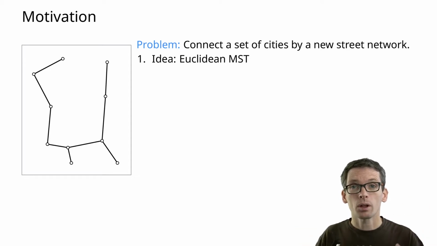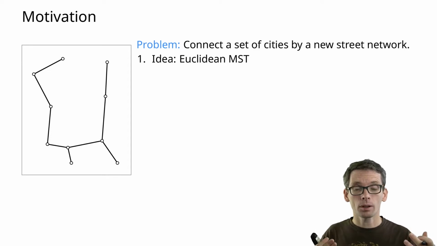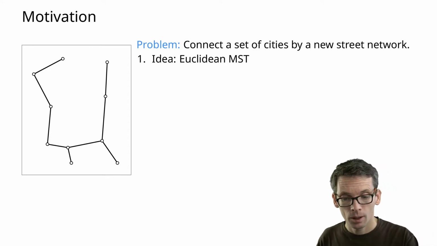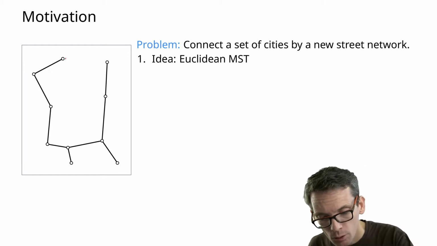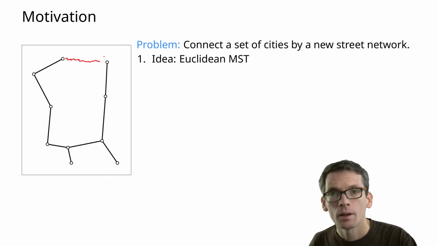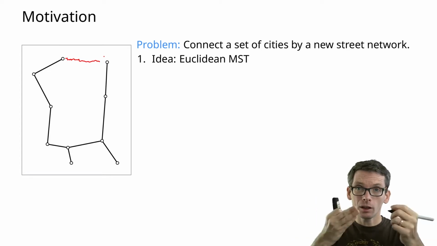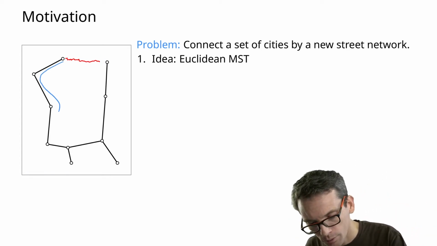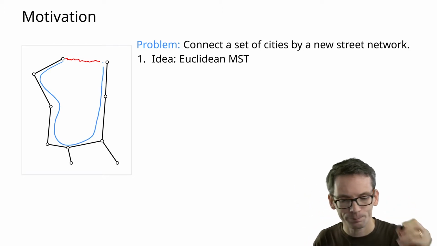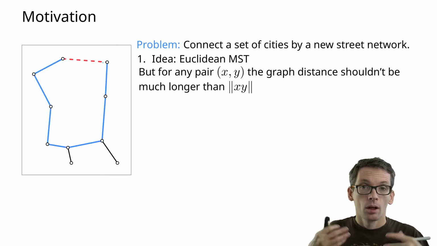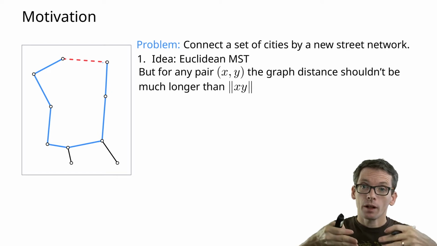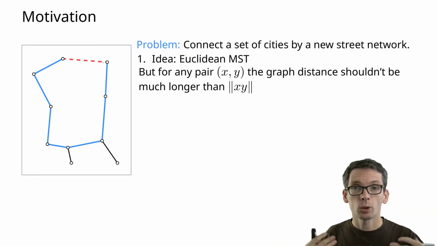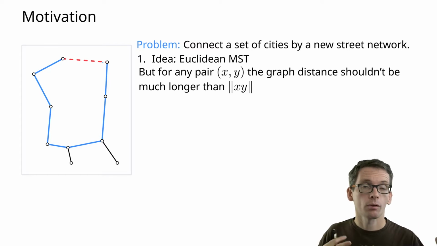So if I now want to have a short detour between any pair of points, then what we see here is that we have a problem. Namely, these two cities are fairly close, but if I want to travel between them in the network, I will have to go like this. So there are points that are fairly close but have a large distance in the graph. So the Euclidean minimum spanning tree is not a good choice for a spanner.